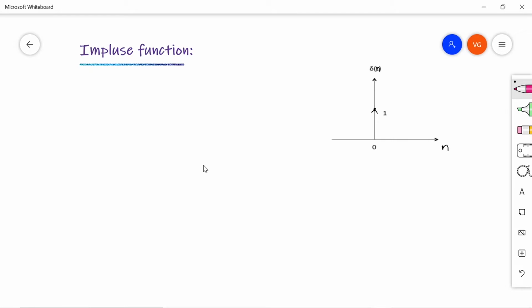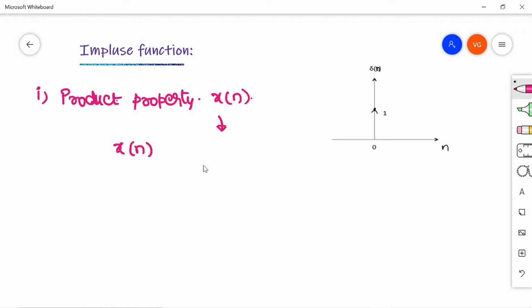Now let us discuss the important properties of this impulse function. The first one is the product property. Suppose you multiply any discrete time signal with this discrete impulse function, then what happens to that signal, we'll see. Let us define a signal x of n. Take x of n as you wish, as a sequence of numbers. So here I am taking -1, 2, 4, -3, right?